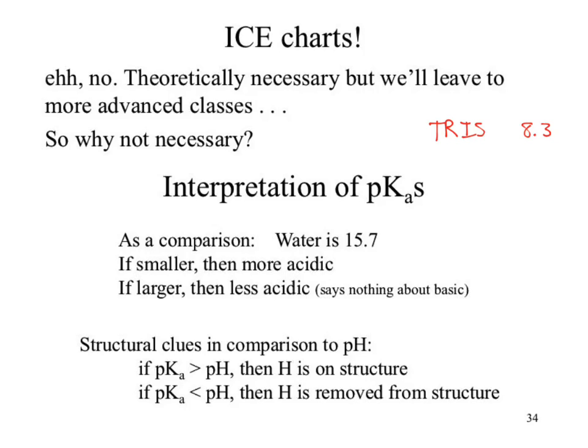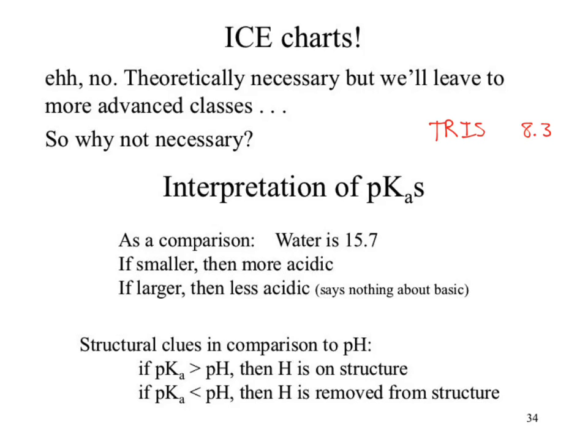What if it's higher than it? It's not basic. It's less acidic, so we have to be careful with our pKa scale. It only tells us something about acidity. Okay? So if water is 15.7, if we're less than water, we're acidic. If we're higher than water, we're not as acidic. That does not necessarily mean basic. So we've got those kind of comparisons.